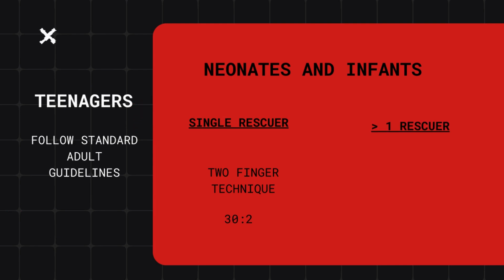If more than 1 rescuer is there, we can shift to the 2-thumb technique. The 2-thumb technique involves using both thumbs to perform chest compressions while encircling the infant's chest with both hands. Place your thumbs side by side on the lower half of the infant's sternum, with the tips pointing towards the infant's head. Compressions should be done at a rate of 100 to 120 compressions per minute and to a depth of about 1/3 of the chest.